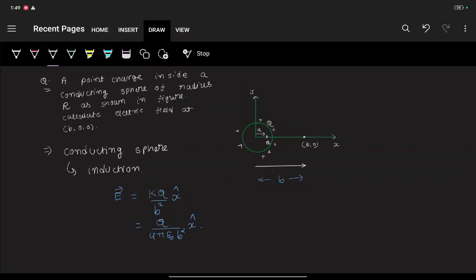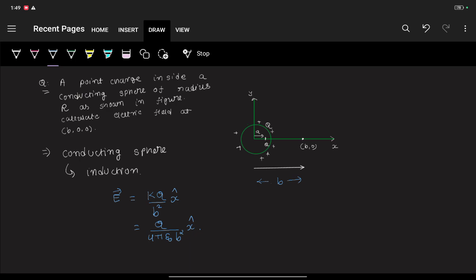Hello everyone. So the question was: a point charge inside a conducting sphere of radius r, as shown in the figure. Calculate the electric field at point B, which is here. Now one thing you need to understand is that it is a conducting sphere, so whatever charge you put inside it will come outside and be distributed uniformly.